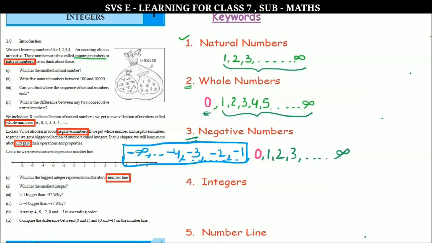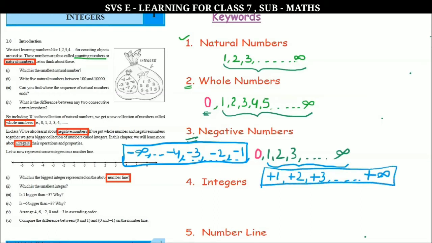In this context, I would also like to mention that these numbers can also be written: 1 can be written as +1, 2 can be written as +2, 3 can be written as +3, and so on, plus infinity. So these are positive numbers. These are negative numbers, -infinity all the way to -1.